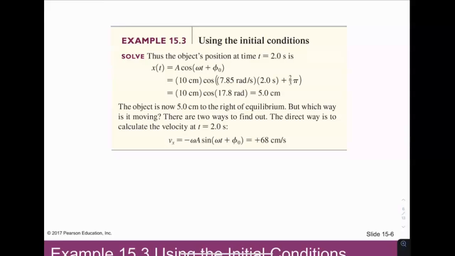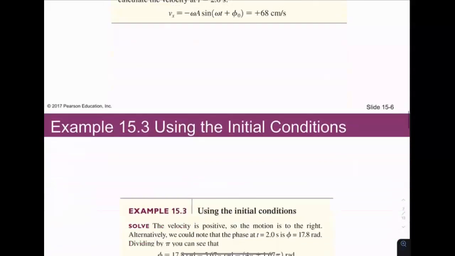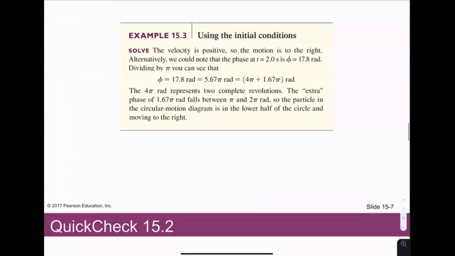But which way is it moving? There are two ways to find out. The direct way is to calculate the velocity at 2.0 seconds. When we do that, we find that the velocity is plus 68 centimeters per second. The velocity is positive, so the motion is to the right.